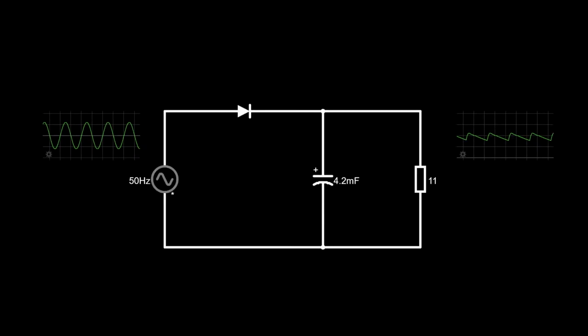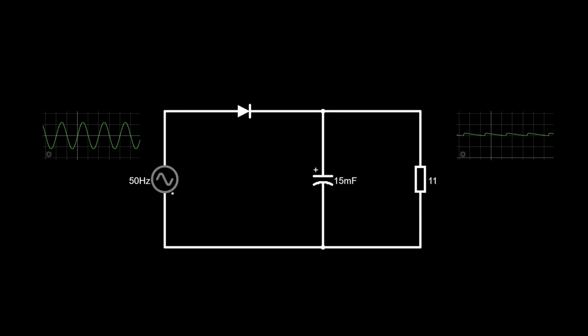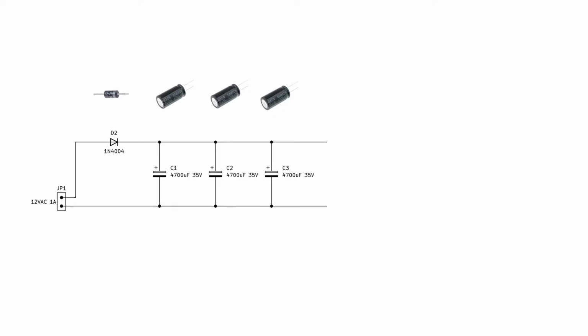However, if we increase the load, by lowering the resistor to about 11 ohms, we see that the signal becomes less smooth again. To counteract that, we must crank up the capacitor value to about 15,000 microfarads. Back to our schematic. We will use three 4700 microfarads electrolytic capacitors in parallel, which is equivalent to a capacitor of 14,100 microfarads. That is close enough for me.